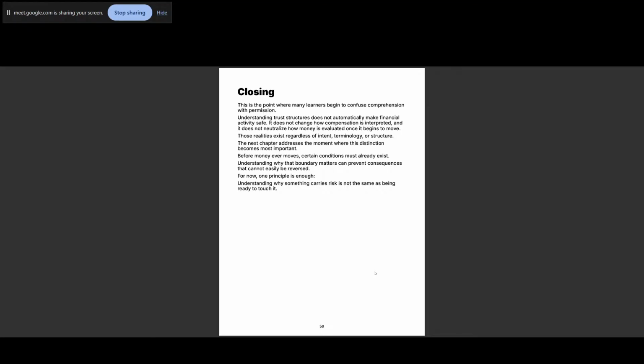The next chapter addresses the moment where this distinction becomes most important. Before money ever moves, certain conditions must already exist. Understanding why that boundary matters can prevent consequences that cannot easily be reversed. For now, one principle is enough. Understanding why something carries risk is not the same as being ready to touch it.